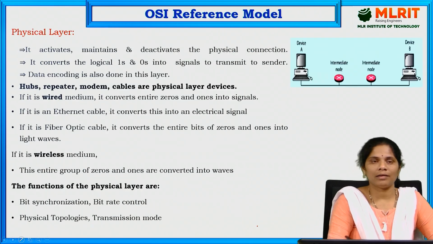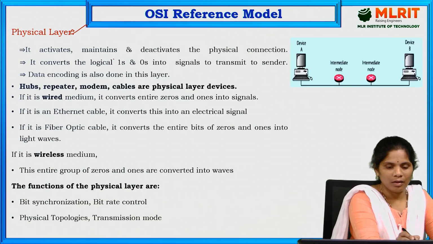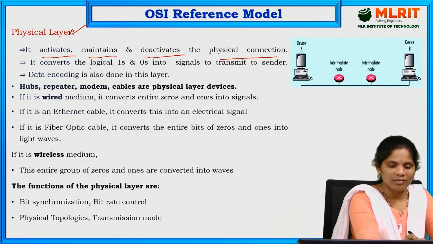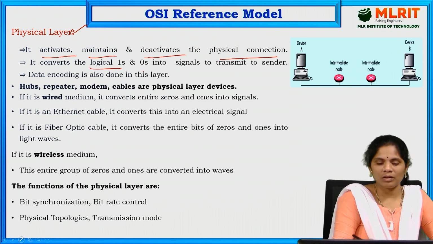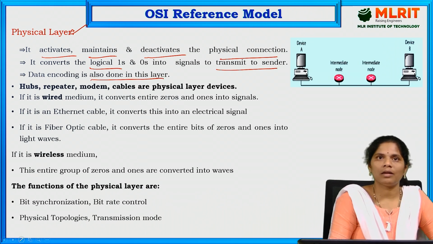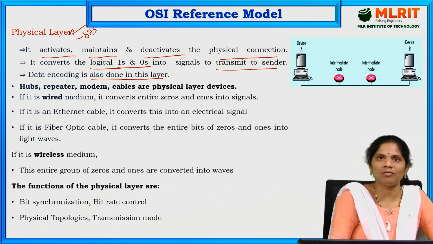And the next layer is the physical layer. This is the last layer. Mainly, it activates, maintains and deactivates the physical connection. It converts the logical ones and zeros into signals for transmission. Data encoding is also done in this layer. Whatever data is going to be transferred is in the form of ones and zeros, that is nothing but bits. The data unit here is bits.